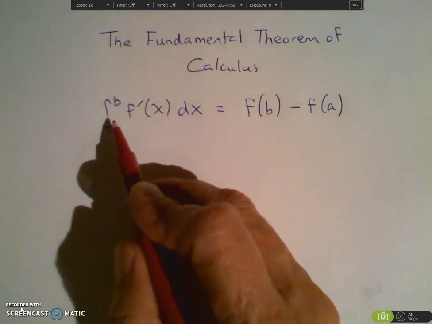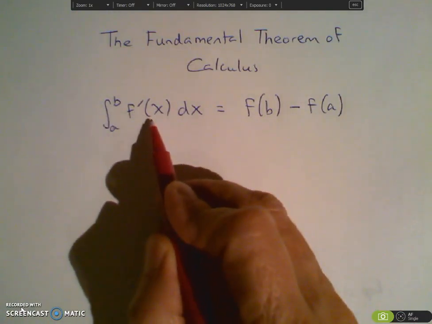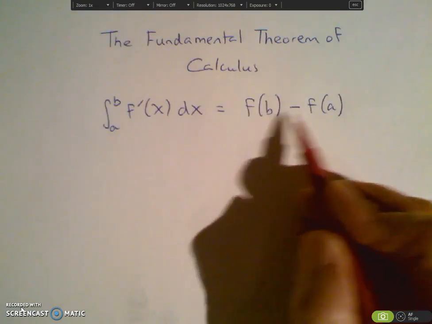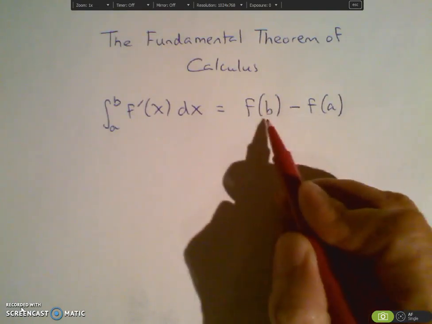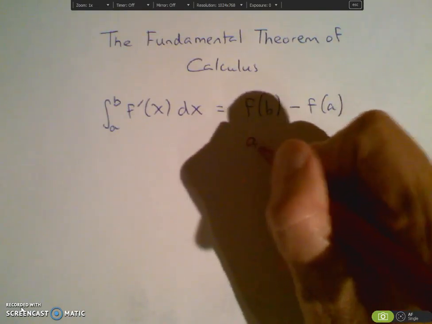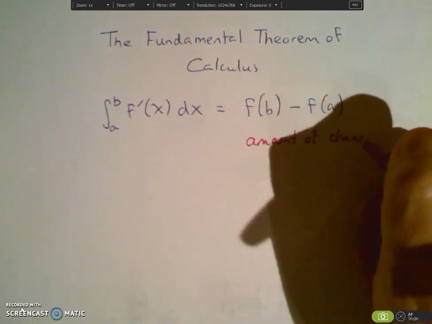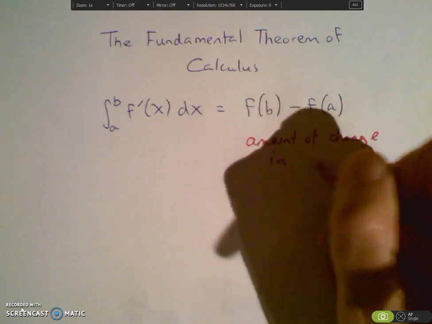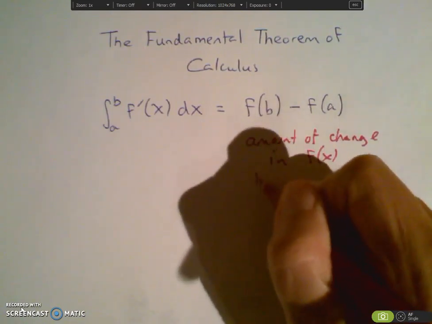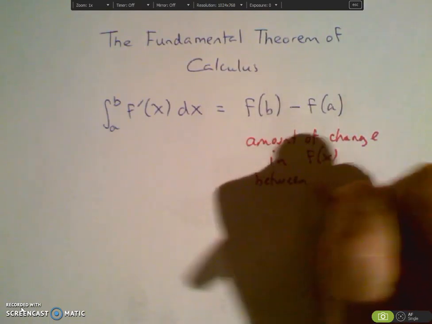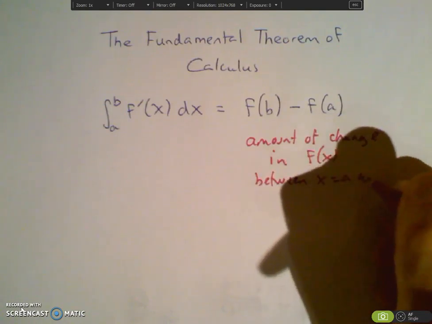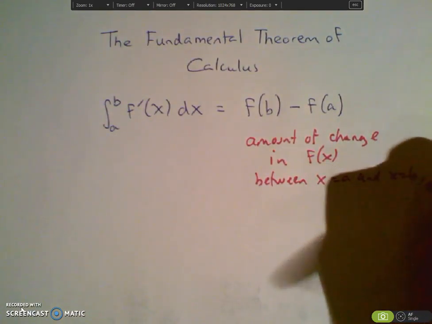In a contextual problem, if we integrate a rate of change, what we're going to get is the amount of change that has taken place in the function. This is the amount of change in f of x between x equals a and x equals b.